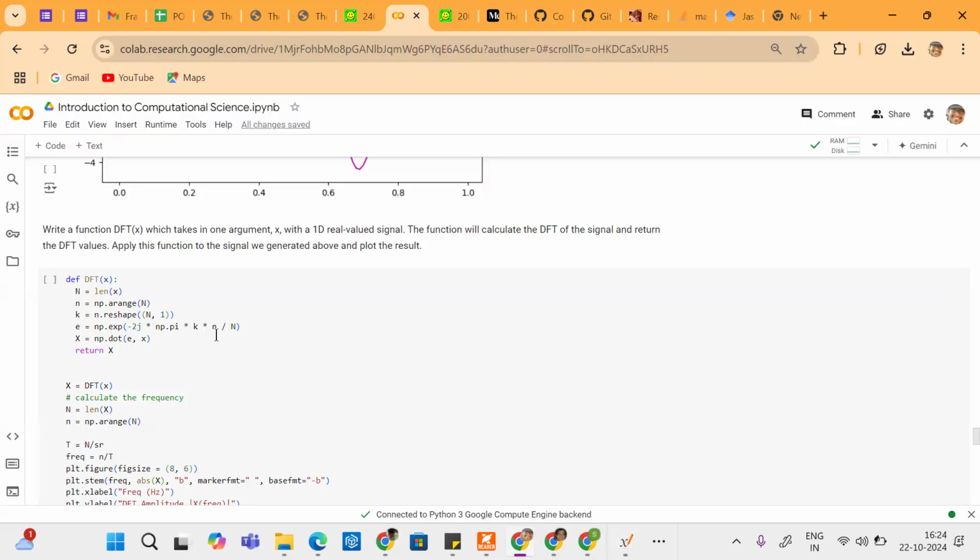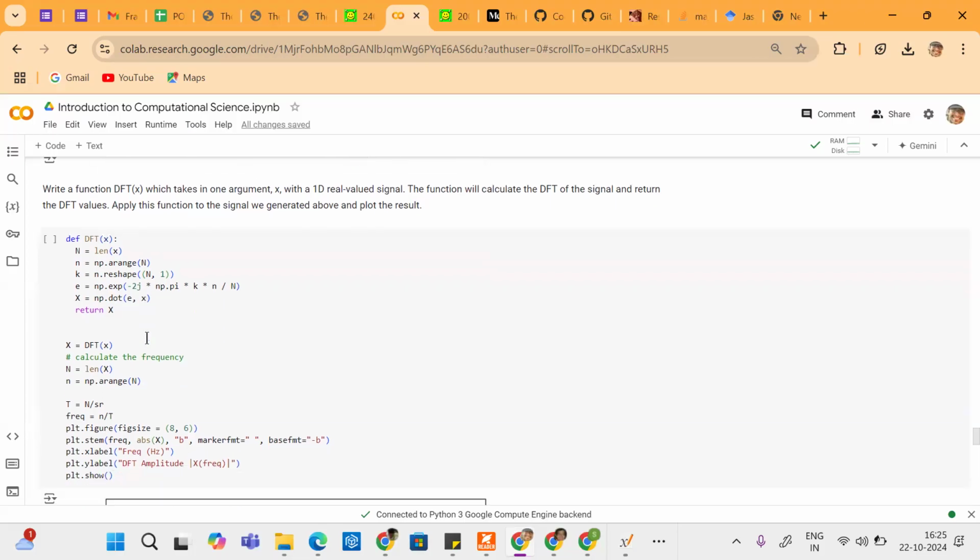And small x you are seeing, you are just doing this e to the power x. Fine till now? So what this function does, if you give small x, it will compute the DFT. DFT is just that exponential term I just defined in the notebook. Fine.